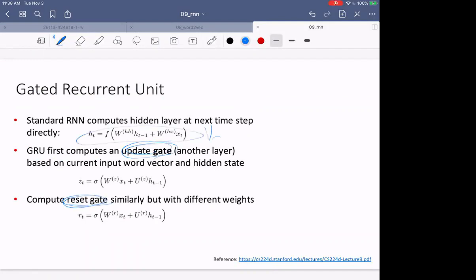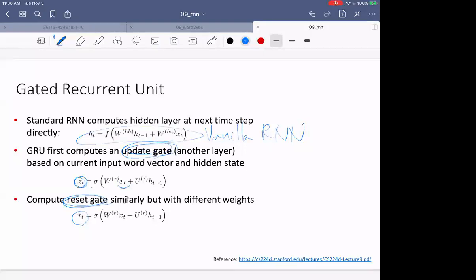This is the vanilla RNN. On top of the vanilla RNN, there are two gates: the update gate, usually denoted Z, and the reset gate, usually denoted R. The equation is very, very similar to the vanilla RNN. There are gates at each time step, so this is the update gate at the t-th time step.